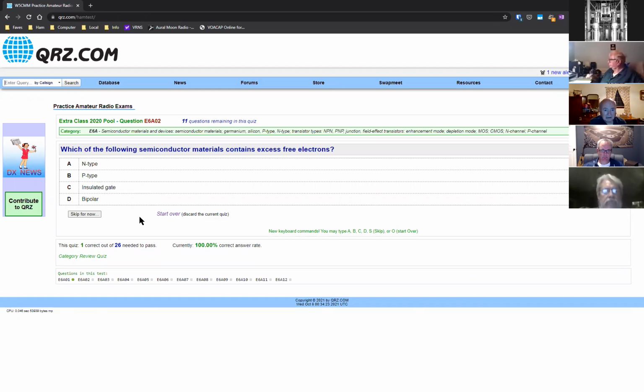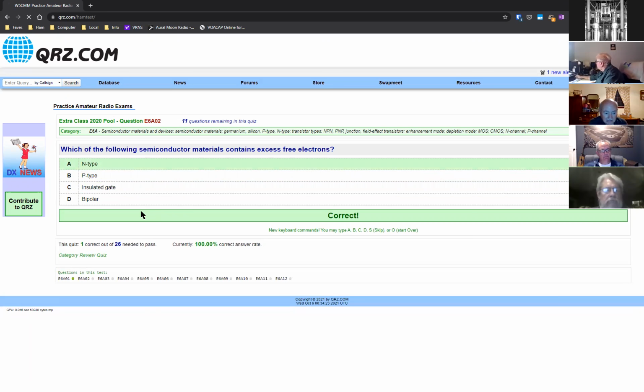Which of the following semiconductor materials contains excess free electrons? It's either N or P. Okay, so you can usually think of N as negative, P as positive. But by negative, it means it's a negative charge. So an electron has a negative charge. A proton or a hole would have a positive charge. So it's going to be N type.